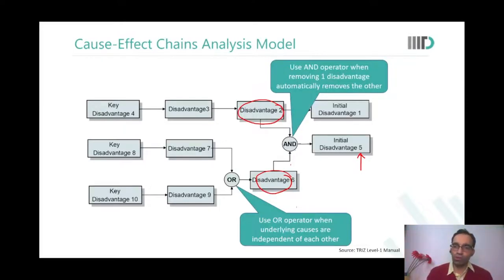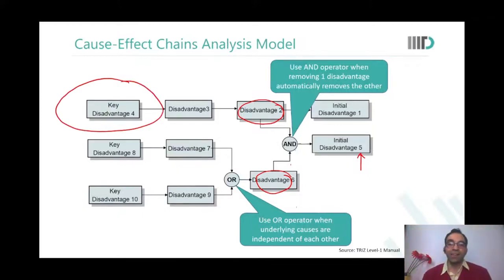So if you have to solve this big problem statement, which key disadvantage would you want to work on? If this is the disadvantage map of the engineering system or a situation that you have at hand, which key disadvantages would you want to work on, so that both initial disadvantage 1 and initial disadvantage 2 are taken care of? 4, 8, and 10, or only 4? No, only 4.